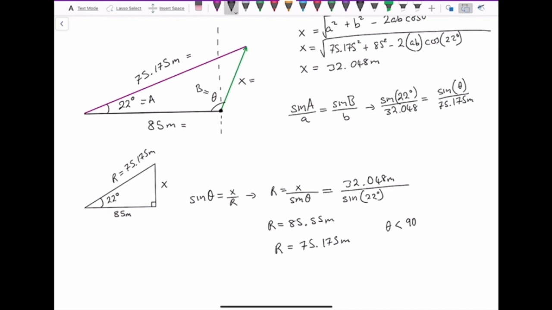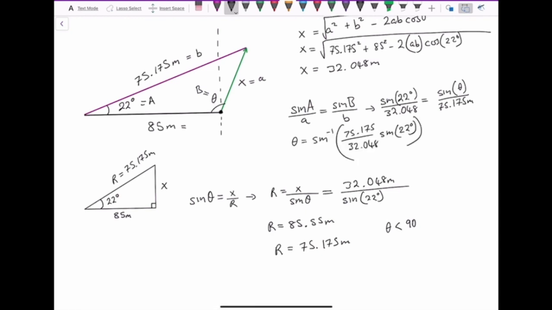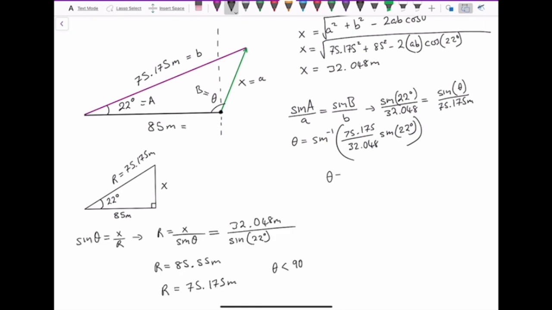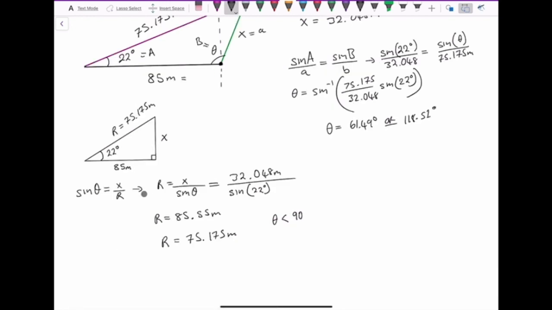So let's change the variables that identify these legs. Let's make the opposite leg from angle A equal to A. Let's make the opposite leg from angle B equal to B. Solving for theta, theta is going to equal 61.49 degrees or 118.51 degrees.